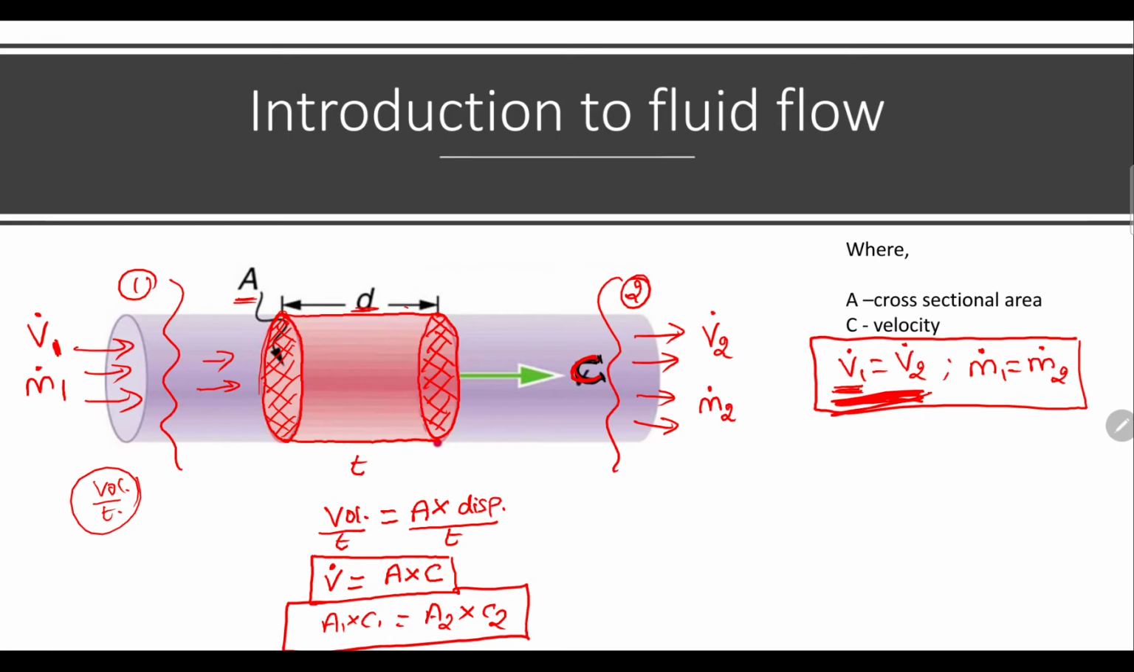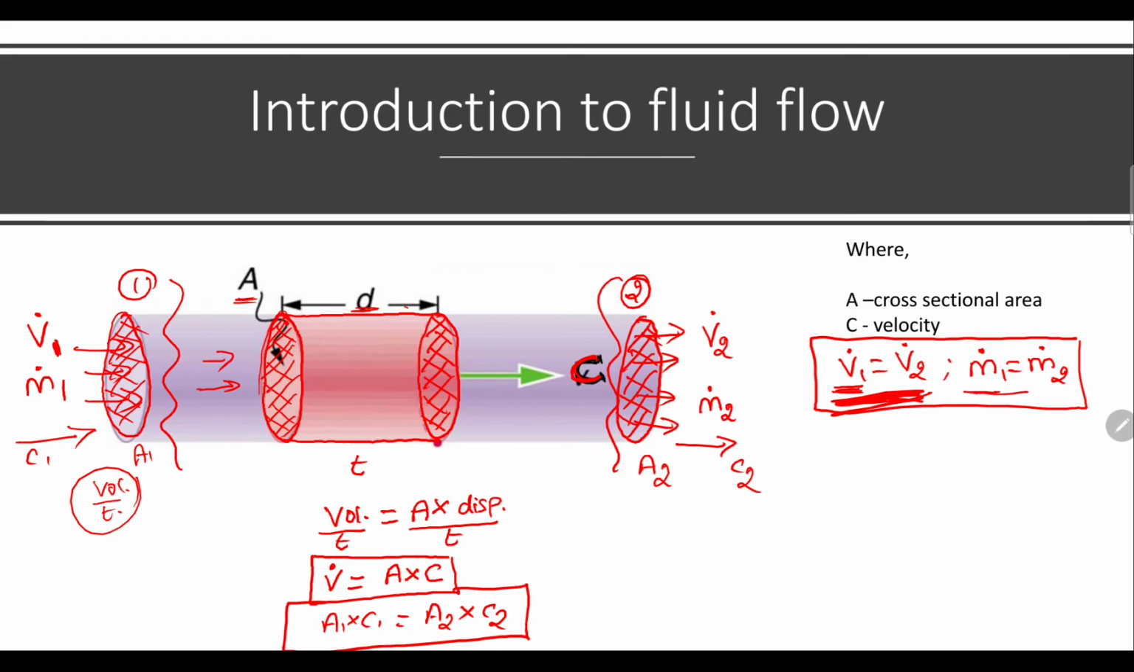Do you see how easy it is, my dear people? Where A1 is the cross sectional area over here, and velocity c1 is the velocity with which the water or the liquid is flowing in here, and A2 is the cross sectional area here, and c2 is nothing but the velocity with which the water is coming out through here. Okay, we have done this.